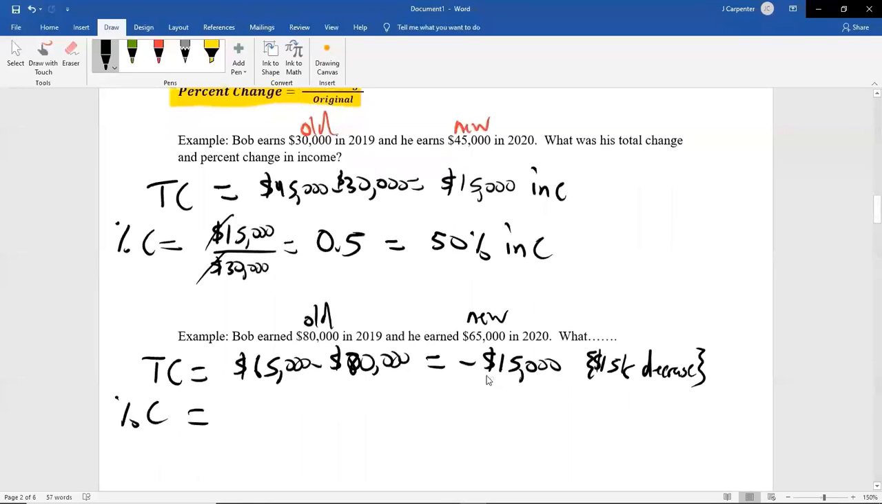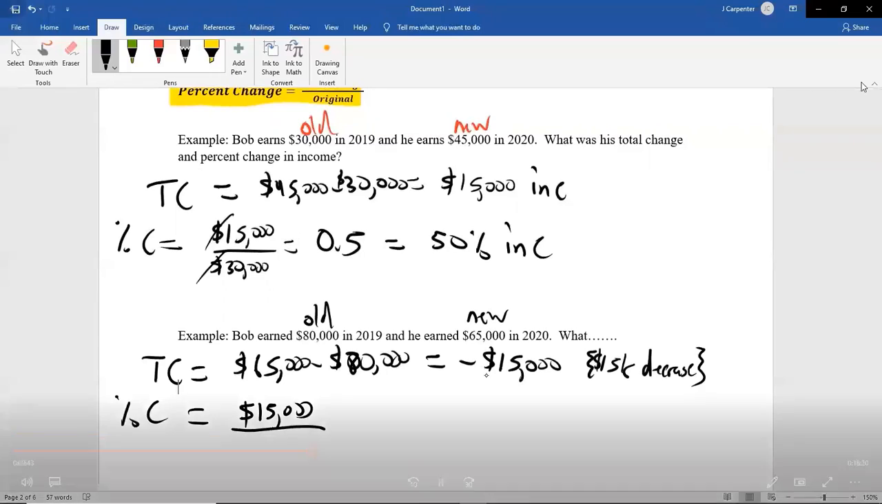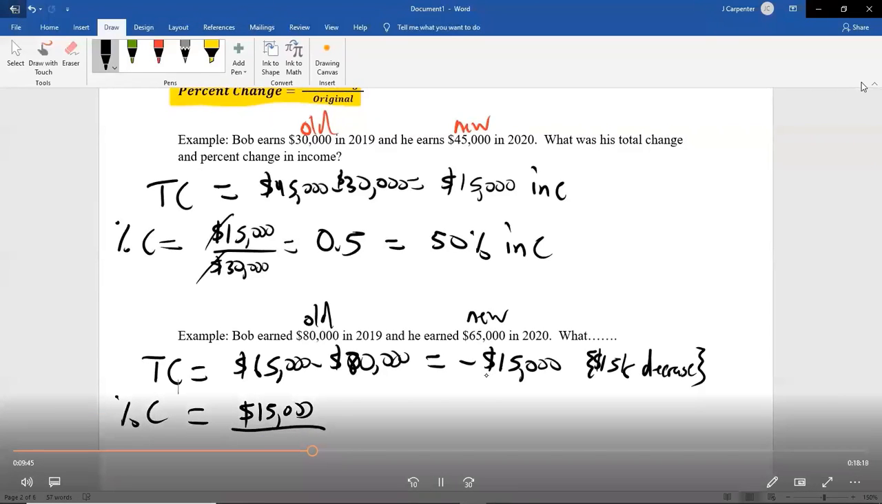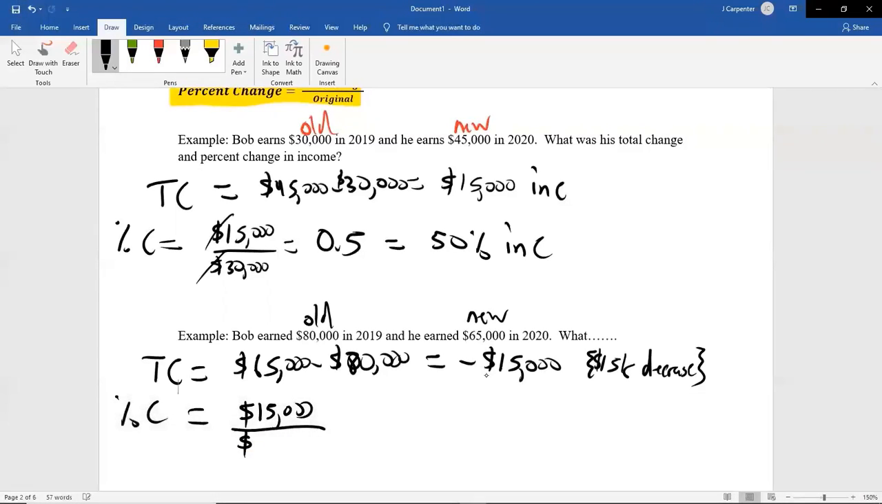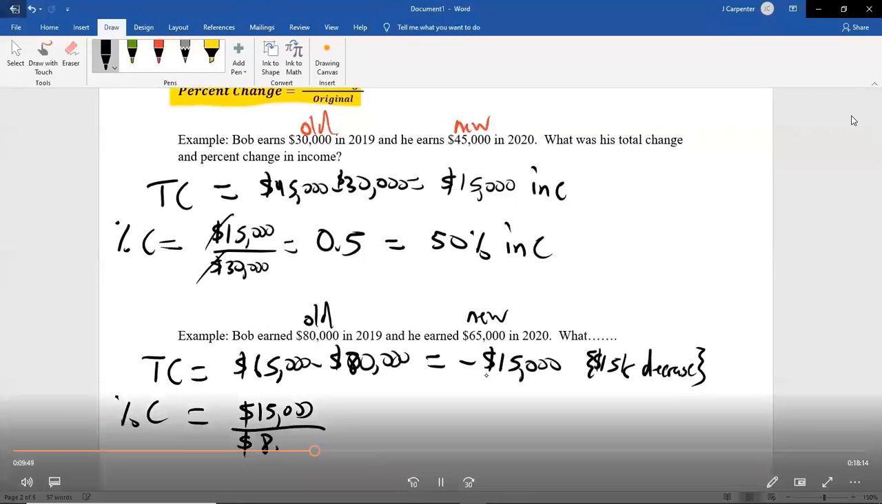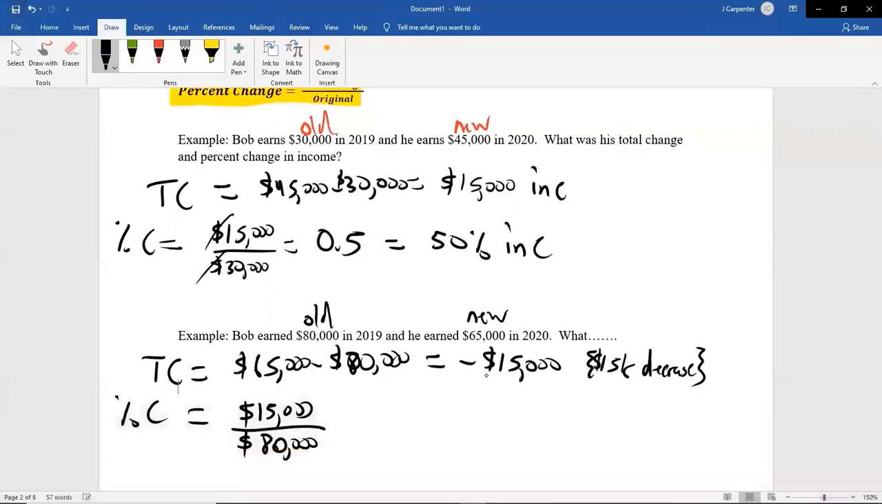So the percent change is the total change, the 15,000, divided by the original, the thing that happened first. The bottom has nothing to do with size. It's not the smallest, it's not the largest, it's the thing that happened first. The bottom is the thing that happened first. I repeat myself because people forget things. Now the thing that happened first was the 80,000.